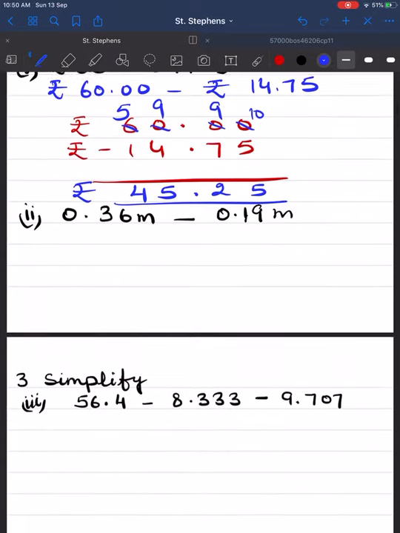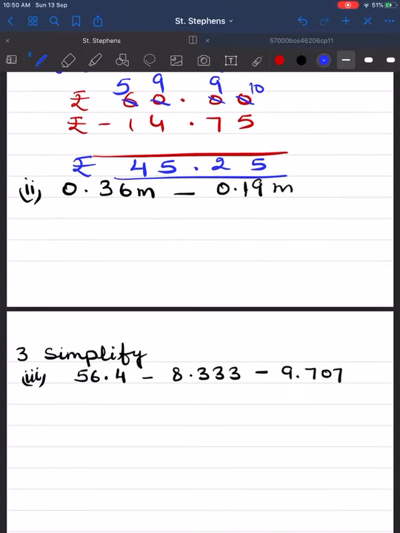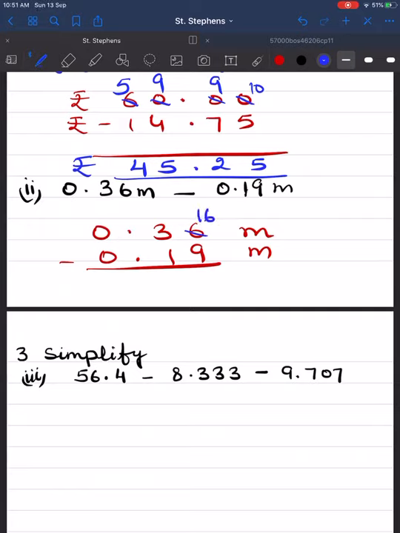Now let's do second part. 0.36 minus 0.19 meters. Now here both the decimal numbers have the same number of decimal places, so let's arrange them. So we write 0.36 meter on the top, and we subtract 0.19 meters from it. So let's subtract. Now here 16 minus 9 is 7, 2 minus 1 is 1, decimal below decimal, and here 0. So we get 0.17 meter. Let's do question 3, simplify.